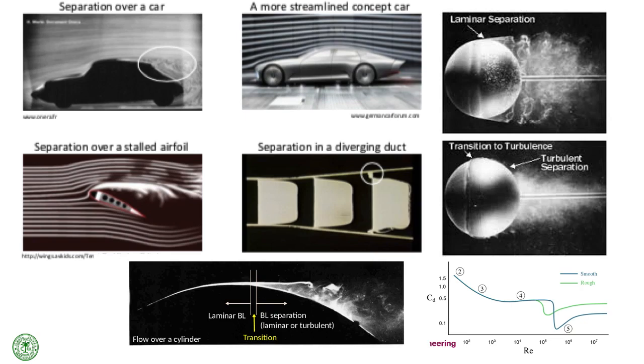So this is a curve between drag and Reynolds number, and as you see, the drag is steadily decreasing, approaching, and then it suddenly drops, and then it suddenly increases. This happens because of the transition from laminar to turbulent flow.